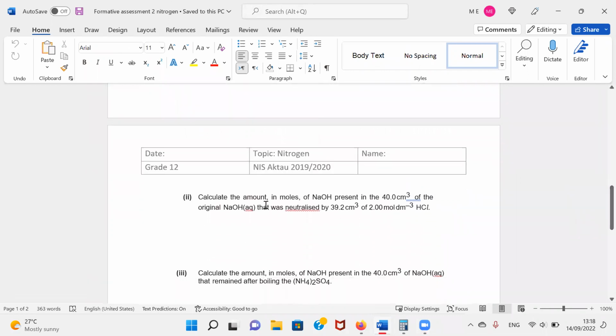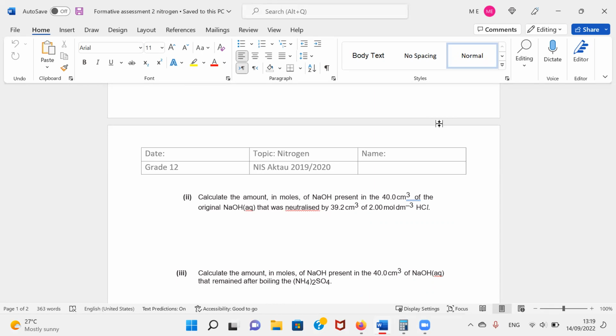Okay, so calculate the amount in mole of sodium hydroxide present in 40 ml, or centimeter cube, of original sodium hydroxide that was neutralized by the 39.2 centimeter cube of 2 molar hydrochloric acid. Now, this is basically the 40 ml or 40 centimeter cube, it hasn't reacted with anything. This is only sodium hydroxide as it is. So we want to calculate the number of moles.